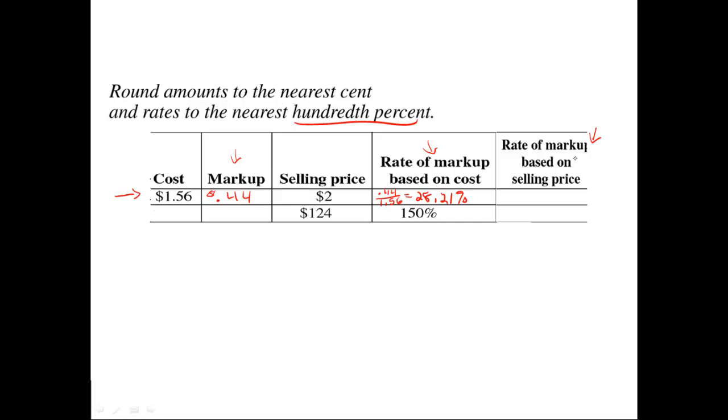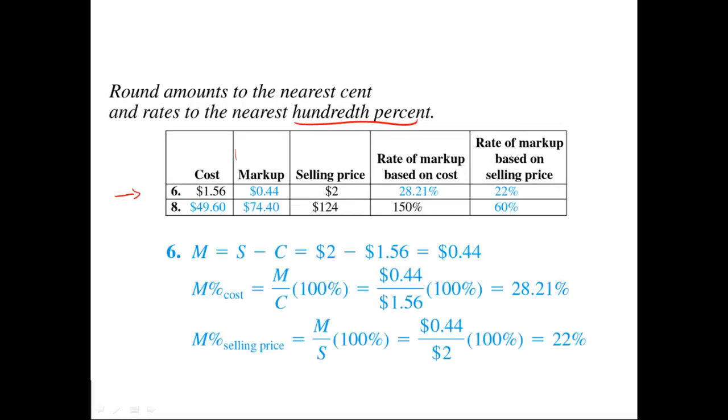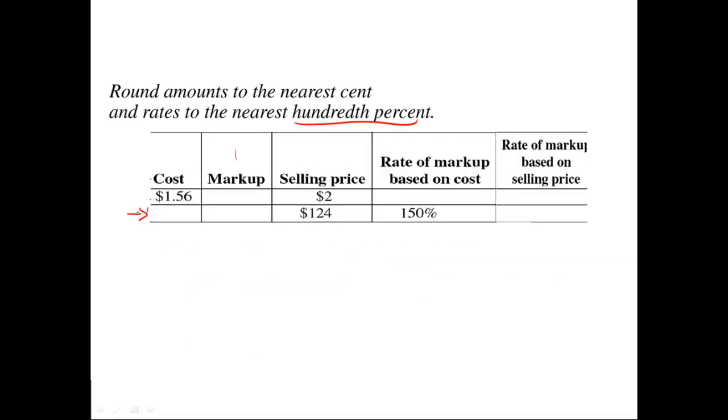And if we do rate of markup based on the selling price, then we still take the markup, which is 44 cents, but we're going to base it on the selling price, so we're going to divide by 2 this time. On the second problem, they give us the selling price and they give us the rate of markup based on cost. So that means the selling price is 250% of the cost. So 250% times the cost would give us that 124.